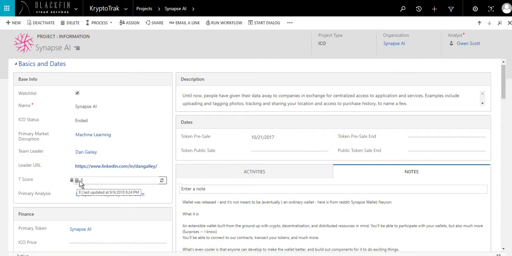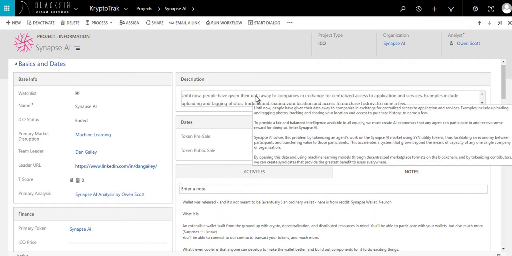And then there's this T-score. The T-score is a sort of average score of all the teams that we're tracking in this software. So for this project, the average score of the teams that we're tracking is 8, and it's out of 10. So what's the description? The description is basically this.